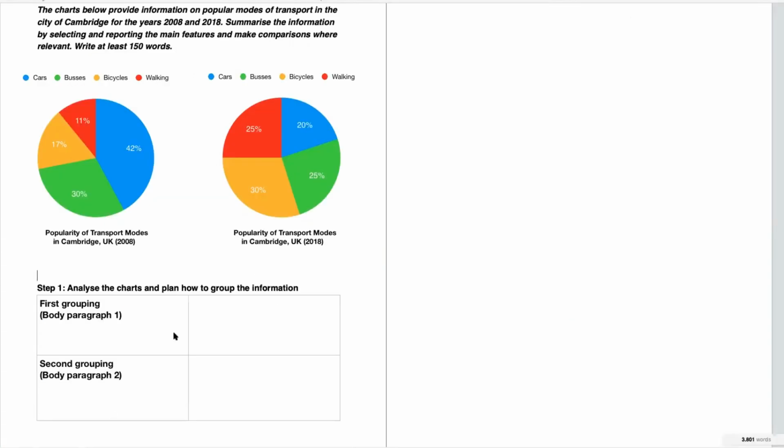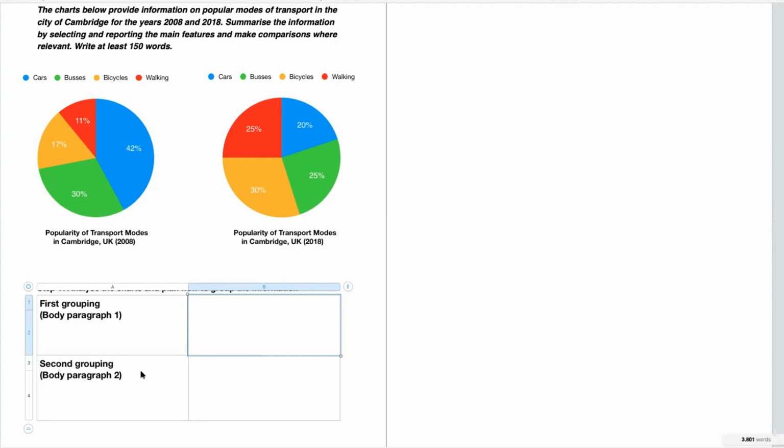All right, so here we have our step one. This is exactly what we did before. And we need to group this information. Now, this is a really important tip, which we talked about briefly in the beginning, but a lot of students lose points for this type of writing because they don't compare the two charts. So a lot of students would put the 2008 chart in the first grouping and the 2018 chart in the second grouping, and you definitely do not want to do that.